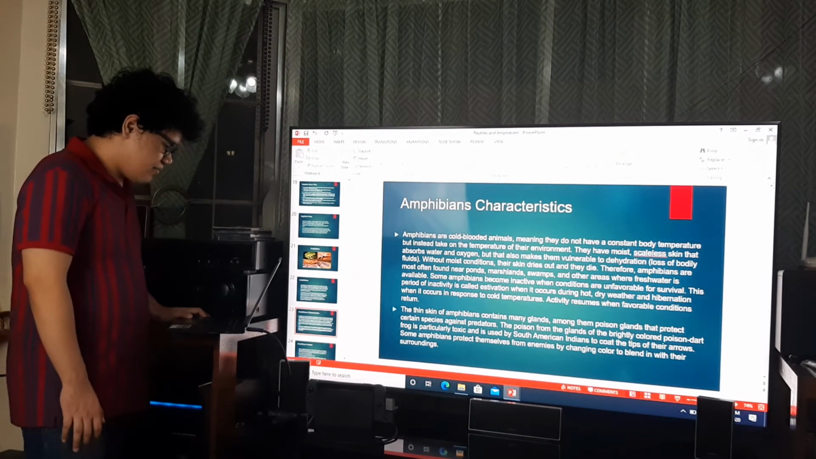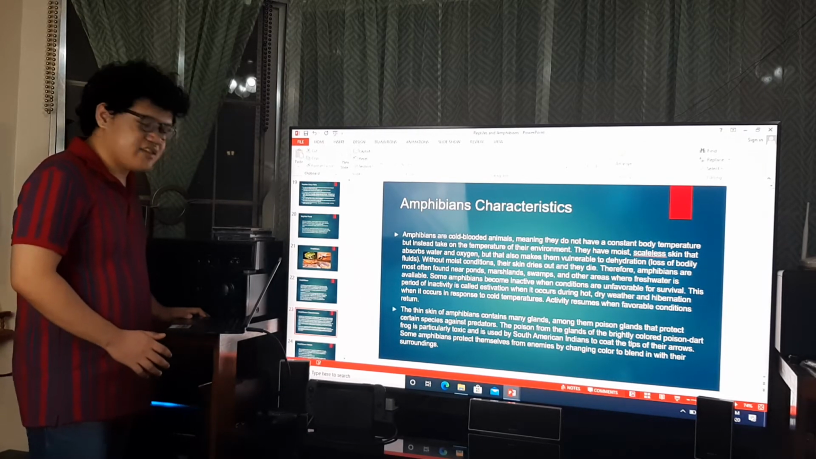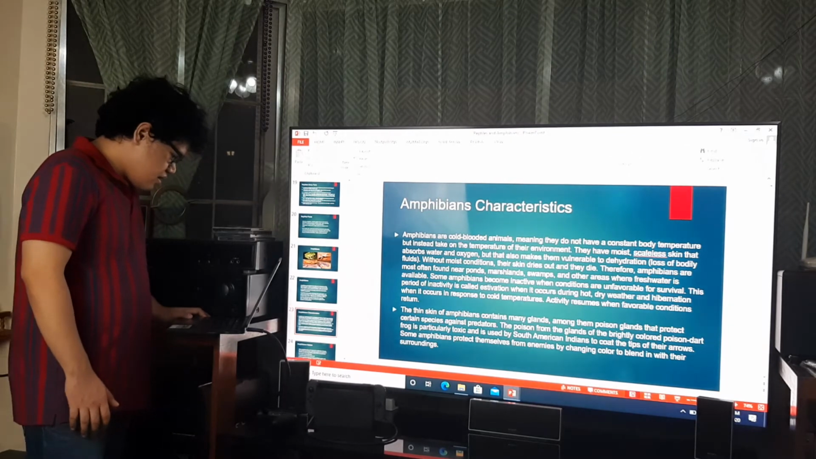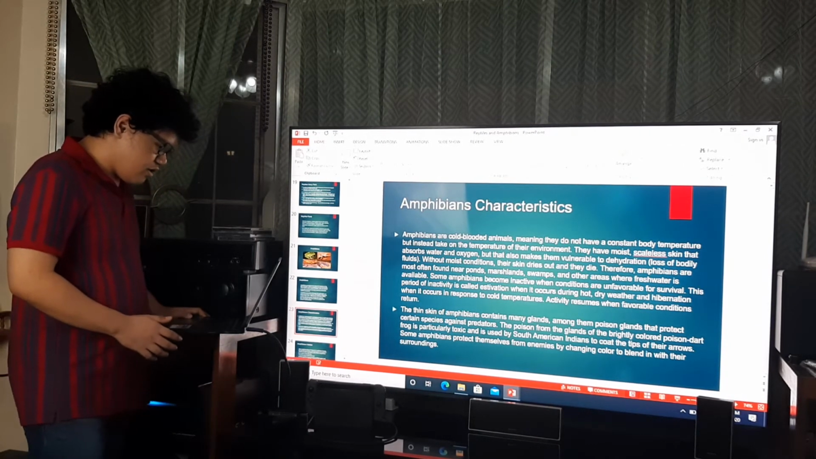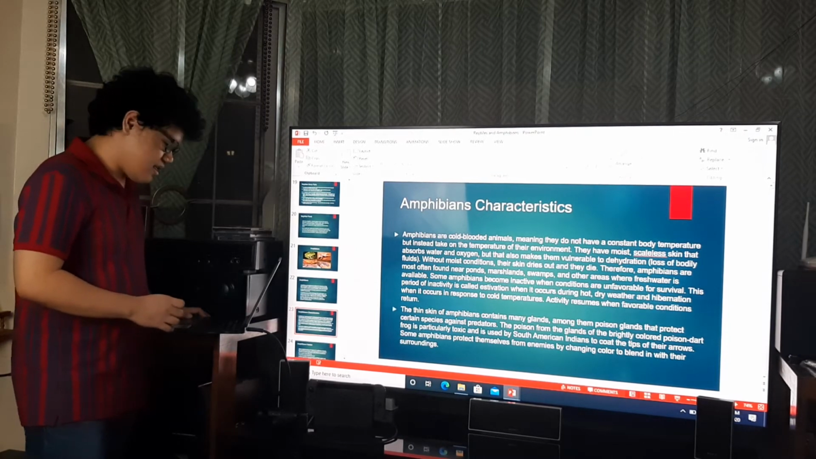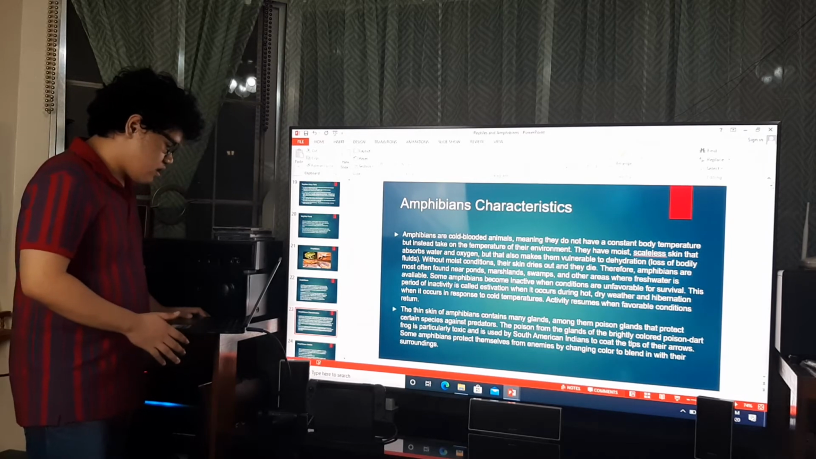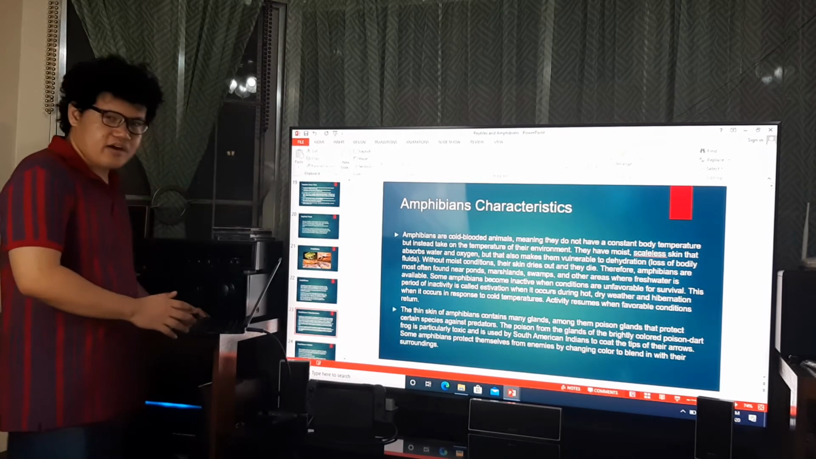The thin skin of amphibians contains many glands, among them poison glands that protect certain species from predators. The poison from the glands of the brightly colored poison dart frog is particularly toxic and is used by South American Indians to coat the tips of their arrows. Some amphibians protect themselves from enemies by changing color to blend with their surroundings.